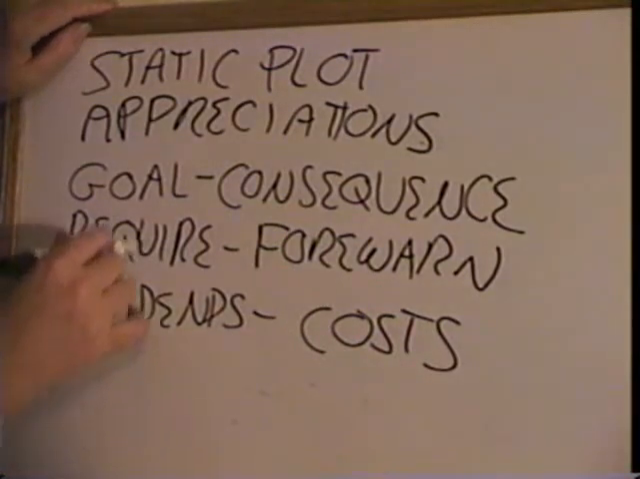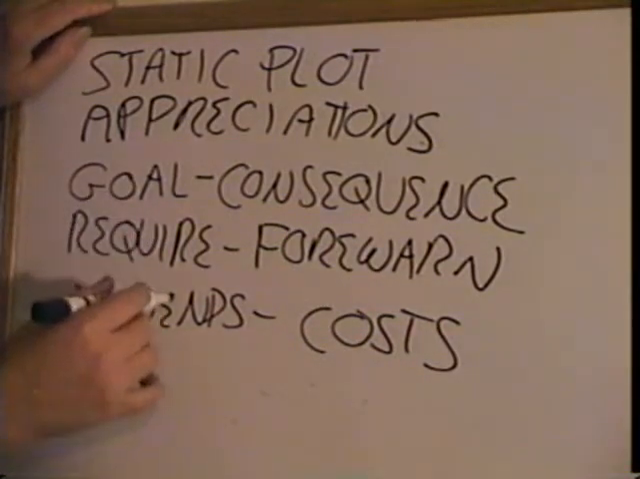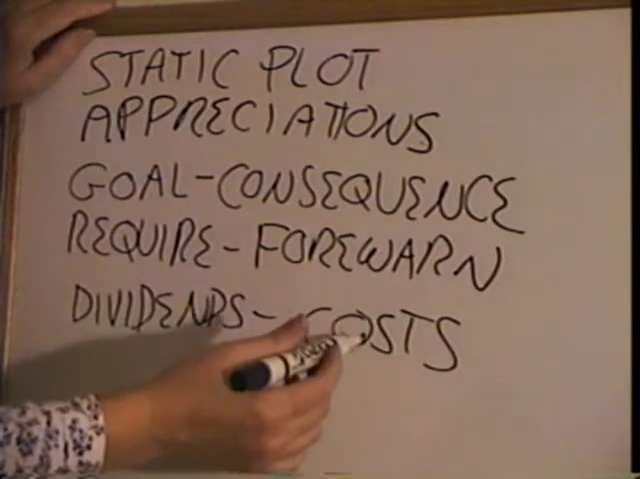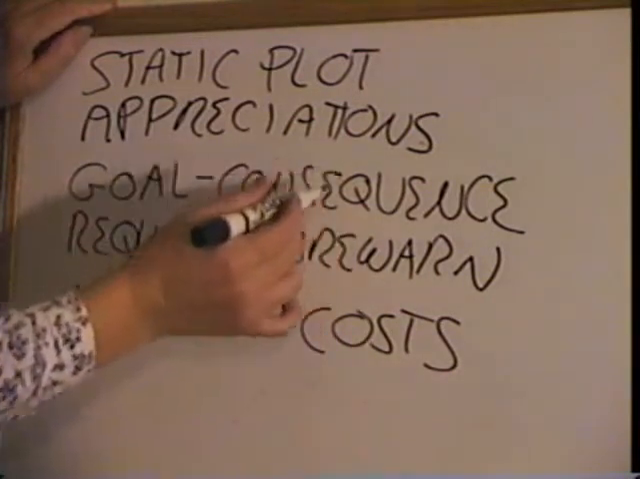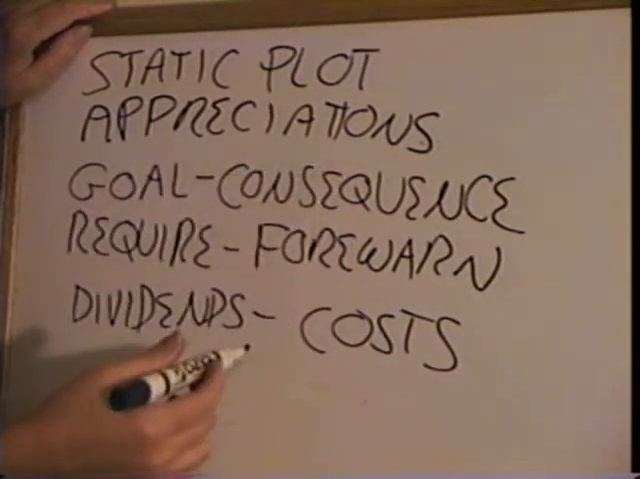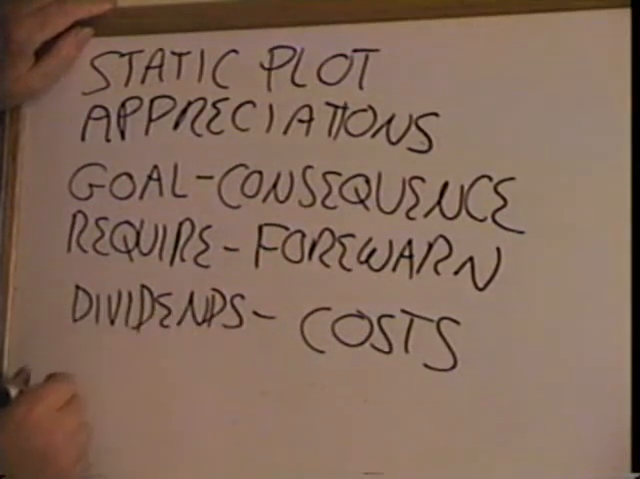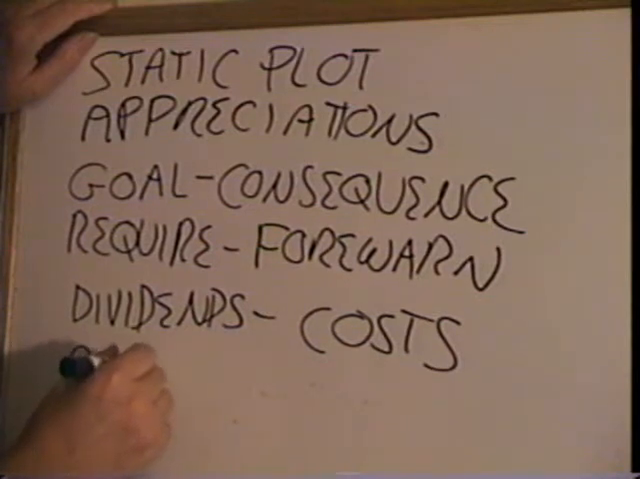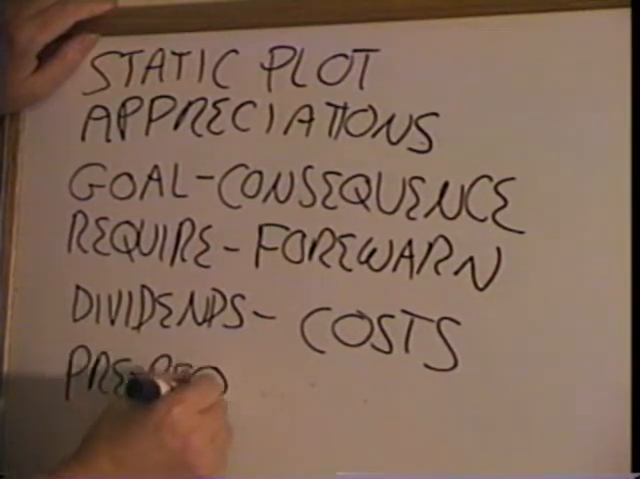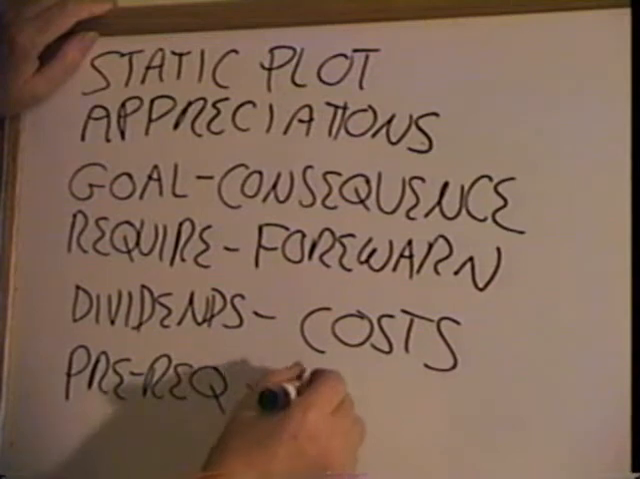And they have a relationship to the effort to achieve the goal through the requirements, just as costs have a relationship to the four warnings that occur, indicating the consequences near at hand. And finally, we have the prerequisites. I'll just put prereq, and the preconditions.